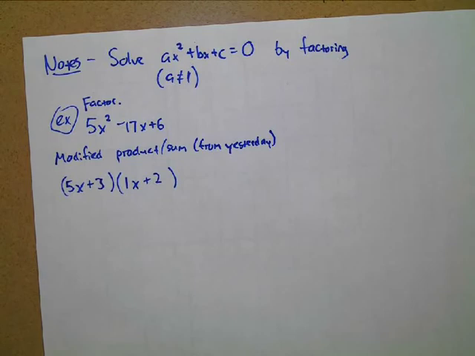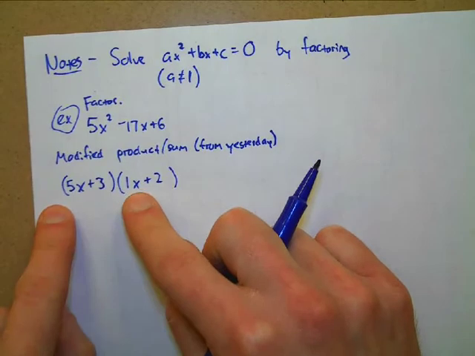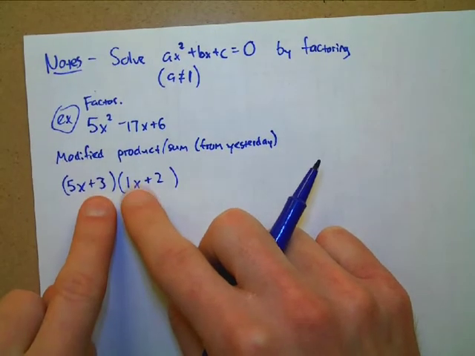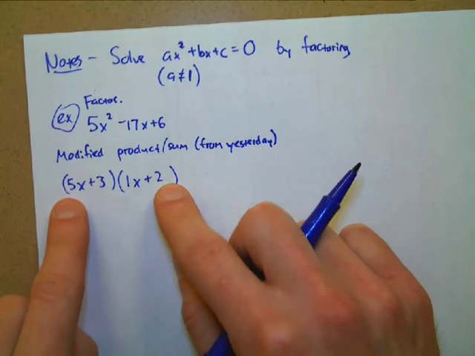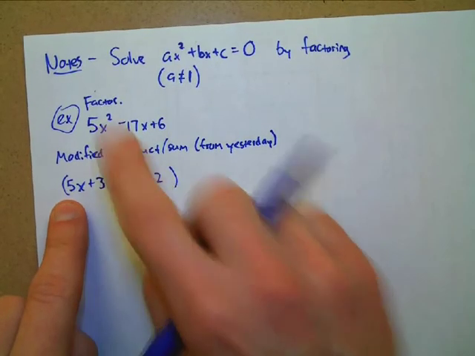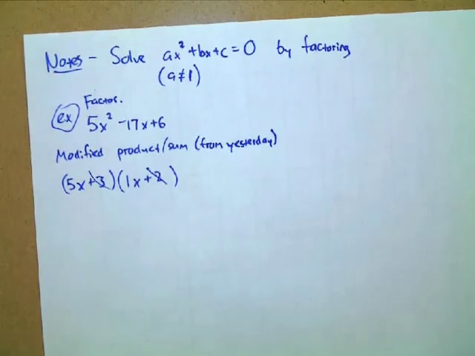Okay? Just like in that order. And let's just check our work here. 5 times 1, 5x times 1x, 5x squared. Okay, 3 times 1 is 3x. 2 times 5 is 10x. So 3 plus 10 is positive 13x. I need to be negative 17, so those are not the right numbers we're going to use.